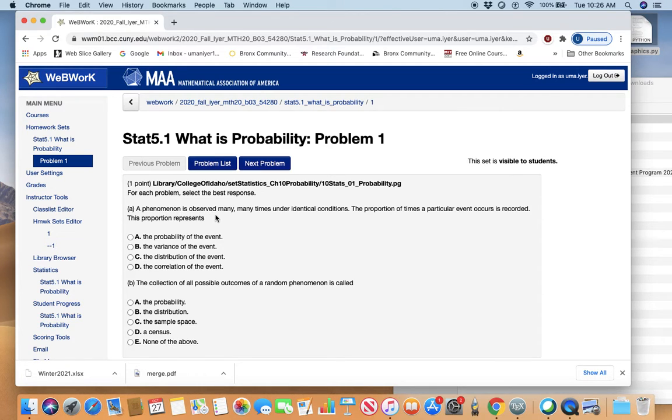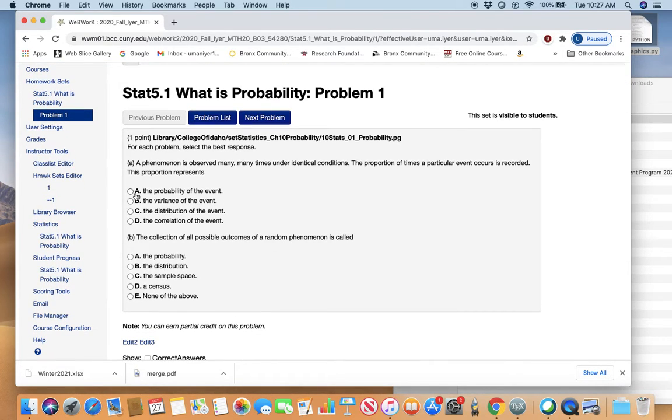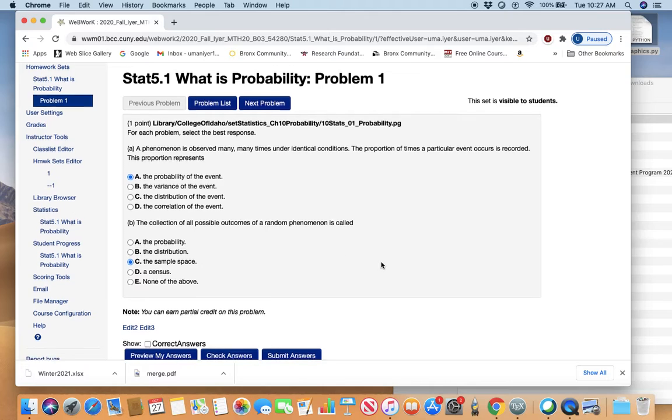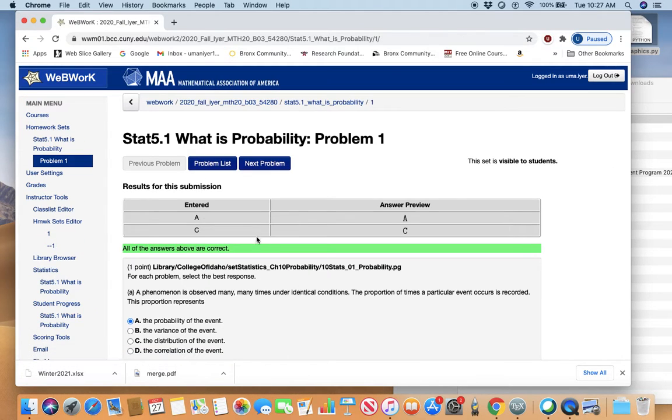A phenomenon is observed many times under identical conditions. The proportion of times a particular event occurs is recorded. This proportion represents the probability of the event, the proportion. The collection of all possible outcomes of a random phenomenon is called the sample space. Next.